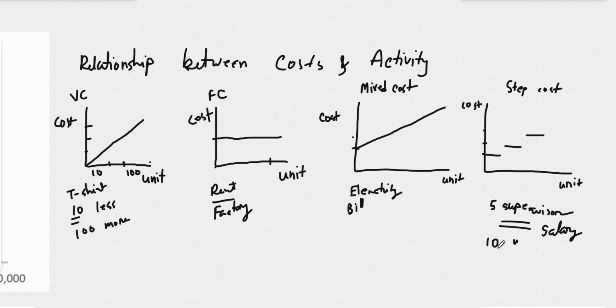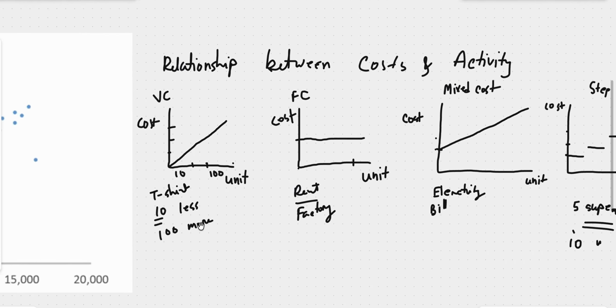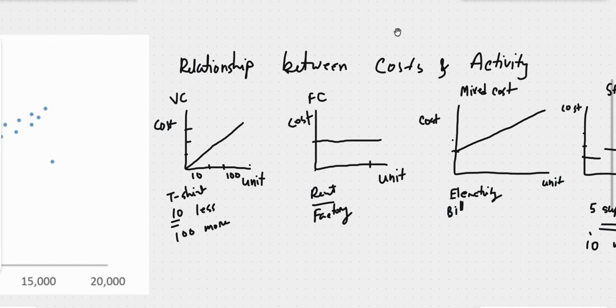Step cost is when the number of employees increases. The fixed cost is there, but it takes different steps according to the increase in the number of employees. Now, why are we looking at it? We are looking at it because we want to understand the relationship between cost and activity. The more activity we have, the more there will be changes in fixed costs, changes in variable costs, and there are mixed costs.